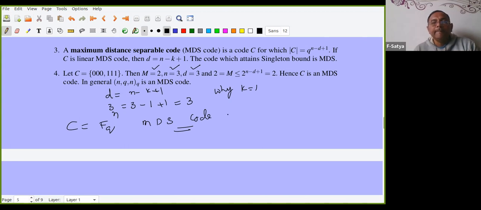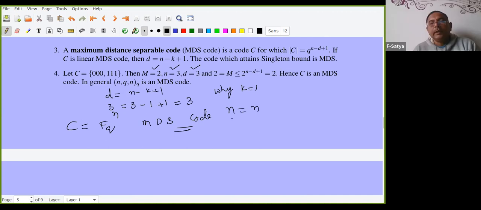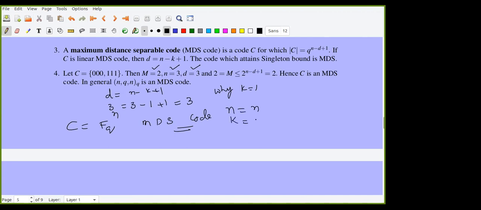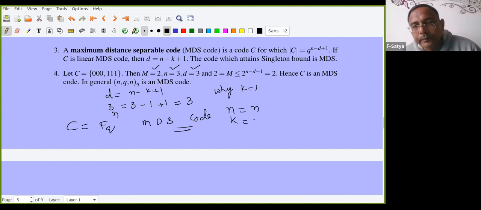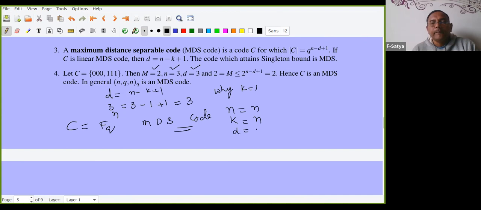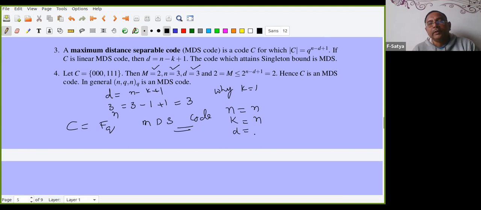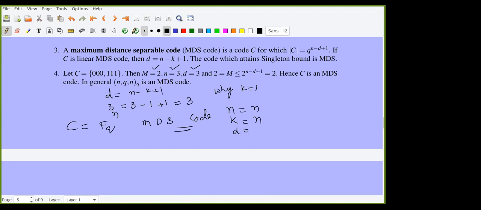Yeah, Amir, go ahead. n is anyway n. k will also be n. D equal to n minus k plus 1, which is 1. No, no, no, we need to prove that it is 1. You are not understanding the problem. So we have to prove that it is MDS.